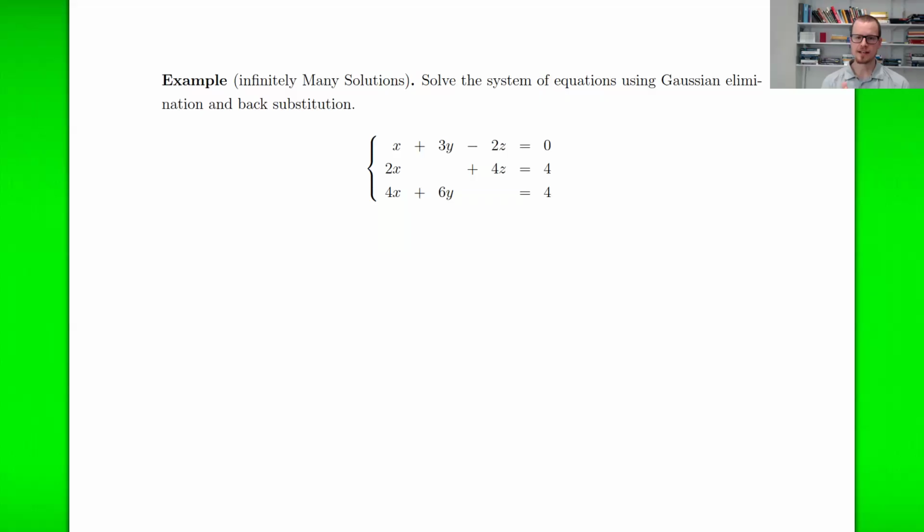Welcome. I'd like to take another look at an example, solving a system of equations using Gaussian elimination and back substitution. In this case, we're going to find that there are infinitely many solutions, and so that's the key thing that we want. However, of course, let's enjoy the opportunity for another example of Gaussian elimination.